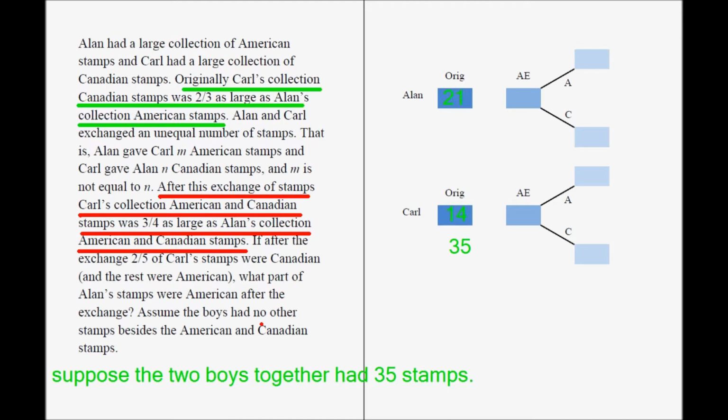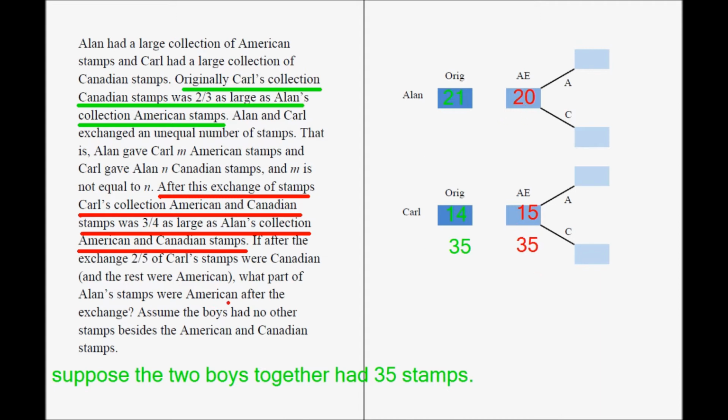So I'm going to take my 35 stamps divided by 7. I'm going to get 5. 5 times 4 is going to be 20. 20 will be the number of stamps Alan had after the exchange, and 35 divided by 7 is 5, and 5 times 3 is 15 is the number of stamps that Carl had after the exchange, and the total is still 35, which is not surprising. And now take a look at it. 15 is 3/4 of 20.